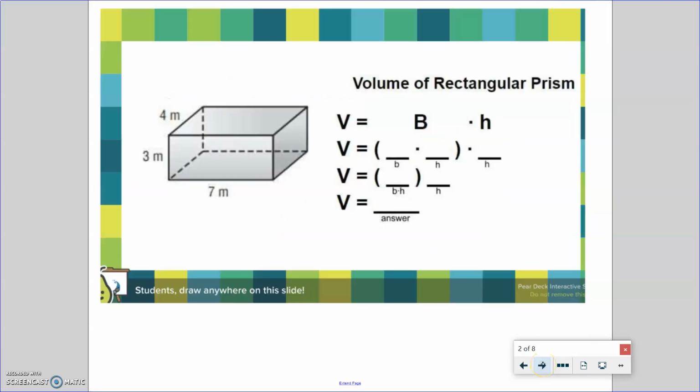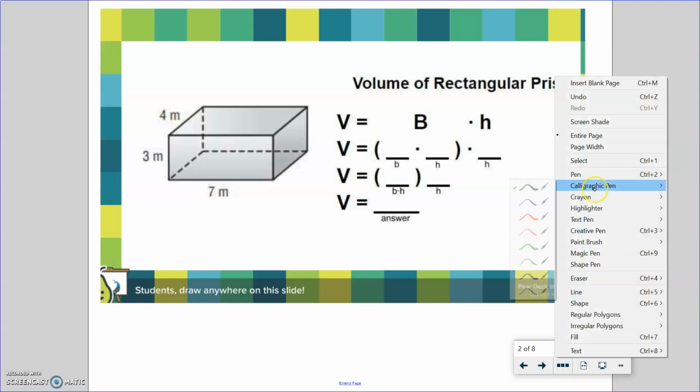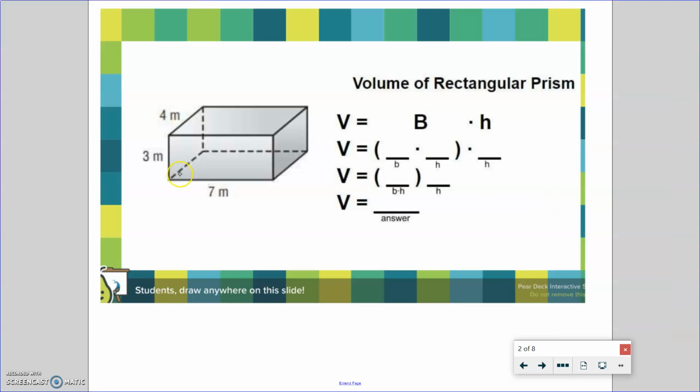So let's take a look at our first example. For our first example, we are given this rectangular prism. The first thing that I am going to do, I am going to shade my base. I'm even going to draw my base out and label it. It's a 7 by 4. So I have volume of a rectangular prism, area of the base times height. Okay, so area of a rectangle is base times height, so that's going to be 4 times 7.